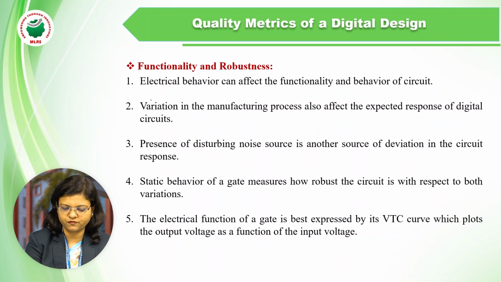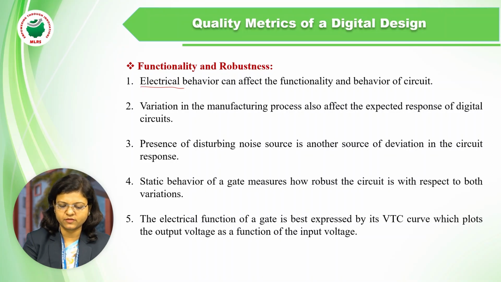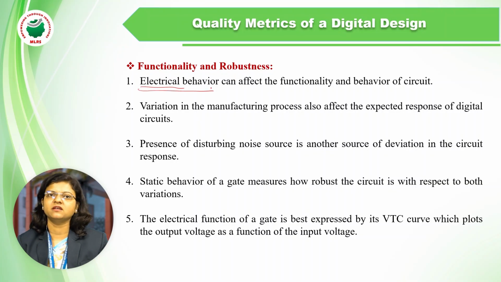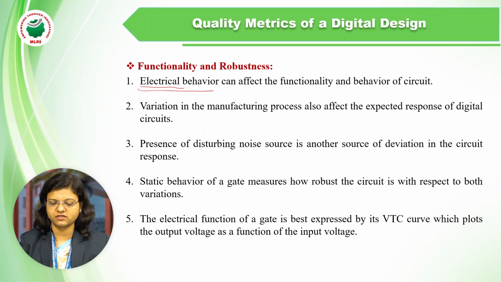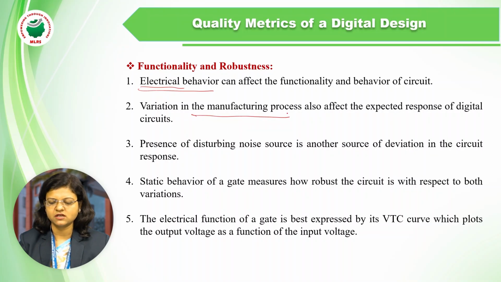First, electrical behavior is the first parameter which can affect the functionality and behavior of the circuit. Any electrical behavior issues, like wiring issues, and any variations in the electrical circuit will definitely affect the functionality and behavior of the circuit. Second, if there are any variations in the manufacturing process, that also leads to an unexpected response. We will not get the proper response at the output if there are some variations in the manufacturing.